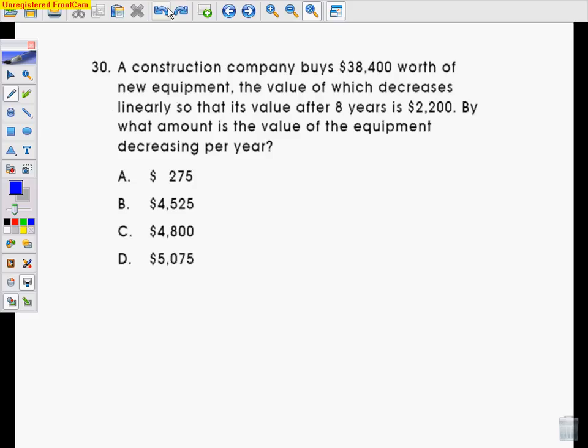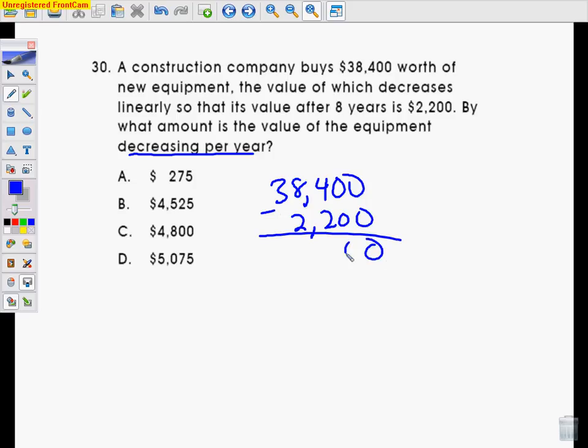So, what they want us to find is the amount that is decreasing per year. So, first thing that you probably would like to see is how much did it decrease? What was the total amount of decrease for the whole 8 years? So, at one point we were at $38,400 for the value of the equipment, and then we decreased down to $2,200. Okay, so how much money did we lose? How much did the value decrease? Well, we would subtract those two numbers. Okay, when you subtract those numbers, we find that it decreased for a total of 36,200 in the 8 years. All right, that's the total amount that it decreased.